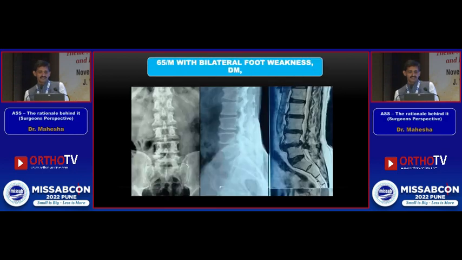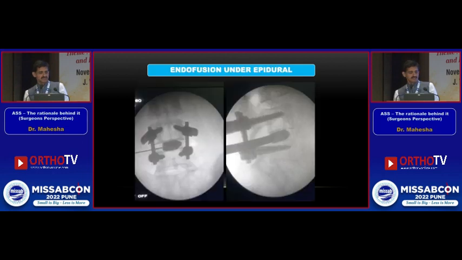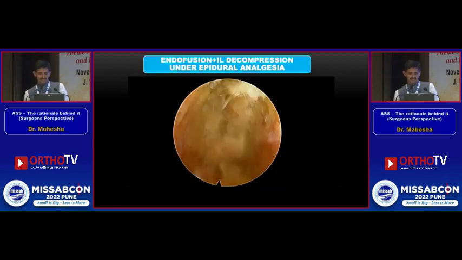Another patient, 65-year-old patient. Some cases I am going to show how we do it under regional anesthesia. This is an endoscopic fusion. Here you can see very severe canal stenosis. So this was done. We did an endofusion first.